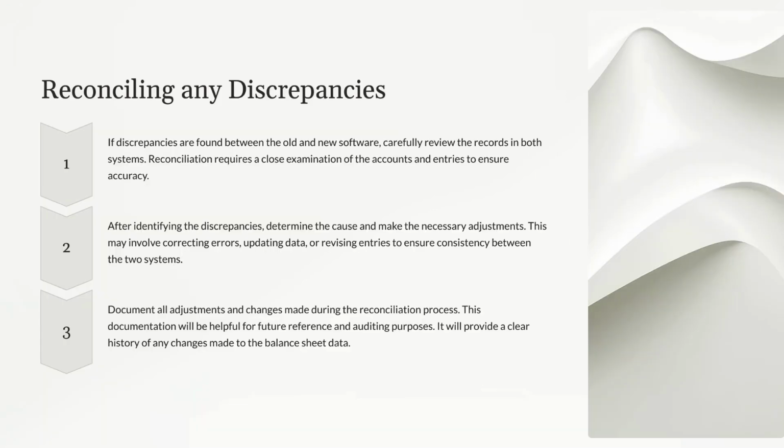Reconciling any discrepancies. If discrepancies are found between the old and new software, carefully review the records in both systems. Reconciliation requires a close examination of the accounts and entries to ensure accuracy. After identifying the discrepancies, determine the cause and make the necessary adjustments. This may involve correcting errors, updating data, or revising entries to ensure consistency between the two systems.